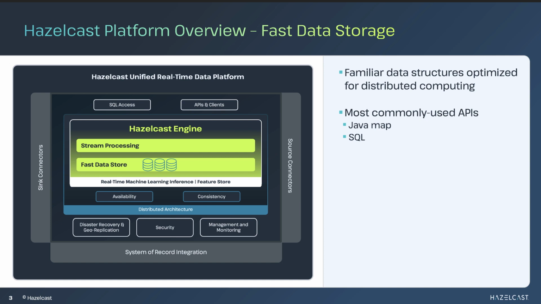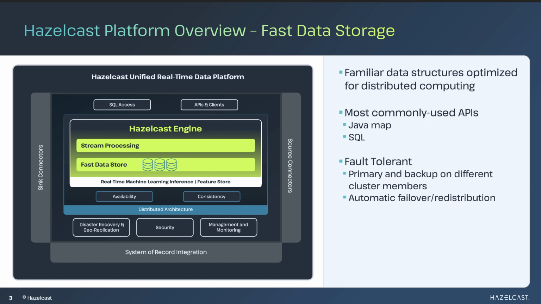Fault tolerance is provided by replication of the data between cluster members, always ensuring that the primary and the backup copy of data are stored on different cluster members. If a cluster member is removed, backups take over instantly, and new backups are created and redistributed across the remaining cluster members. This elasticity also applies when adding cluster members to increase capacity, allowing you to use tools like Kubernetes to dynamically size your cluster according to workload.